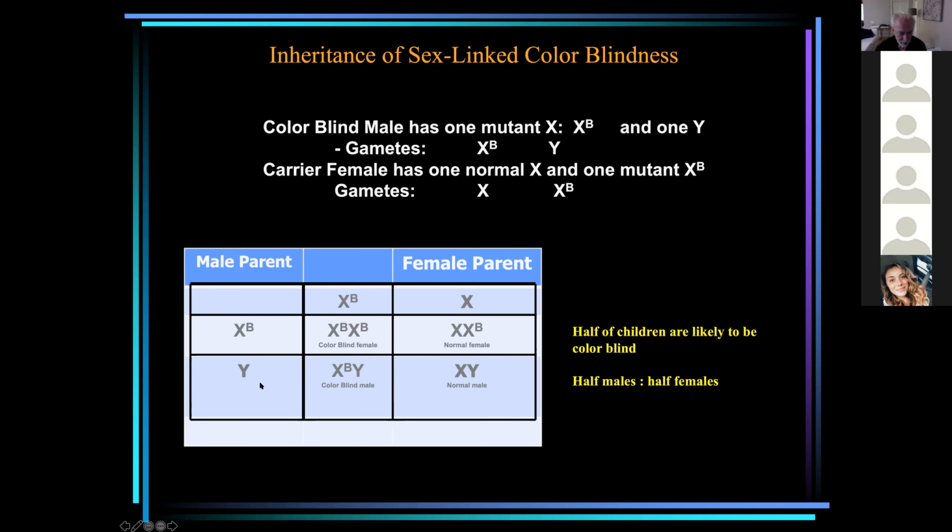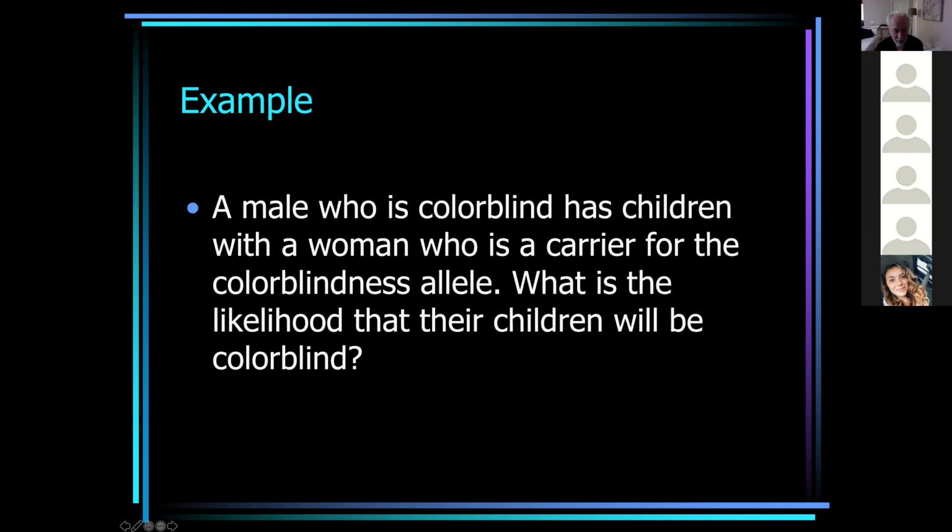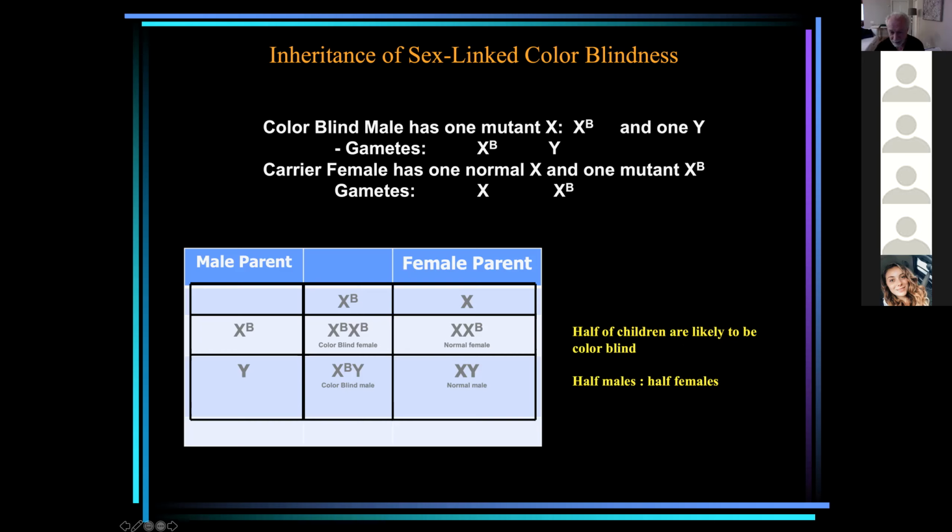If X fertilizes Y, you get an XY individual, which is male, and it will be normal because there's no mutation on the X. So the answer to the question, what is the likelihood that their children will be colorblind? Well, it's 50%. Half the children are likely to be colorblind, half the females are colorblind, and half the males are colorblind.